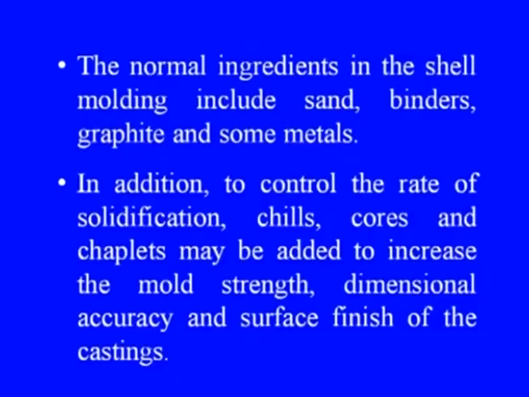The normal ingredients in the cell molding include sand, binders, graphite and some metals. In addition, to control the rate of solidification, chills, cores and chaplets may be added to increase the mold strength, dimensional accuracy and surface finish of the castings.